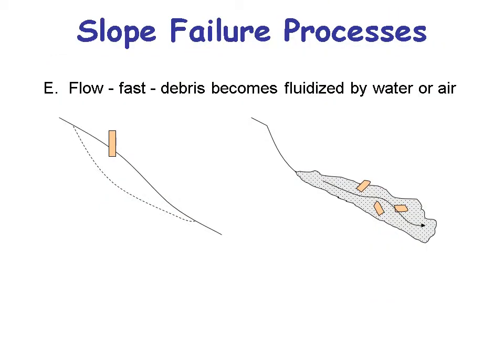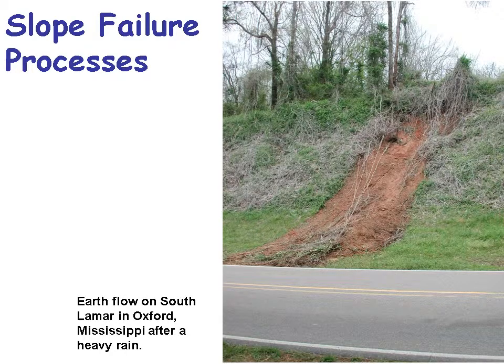Well, one slope failure process is flow, which, we just define that as it's fast. It's debris becomes fluidized by water or air. That's basically a fancy way of saying that it rained hard, the water gets packed, the soil gets full of water, and because it gets full of water, it can't hold, and it breaks away and runs on downhill.